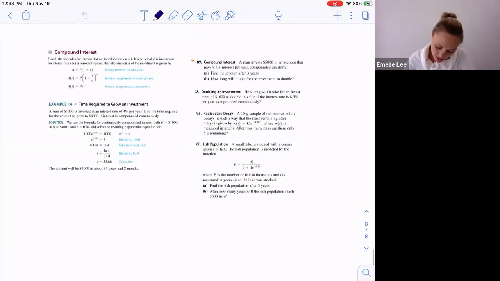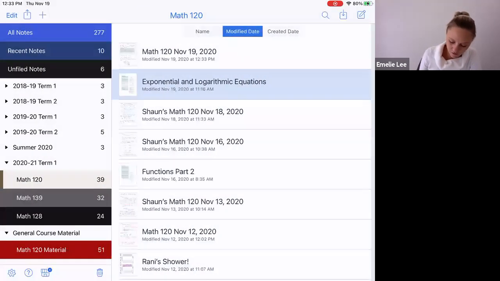Okay. And then the last example I want to do for this chapter is this fish one.